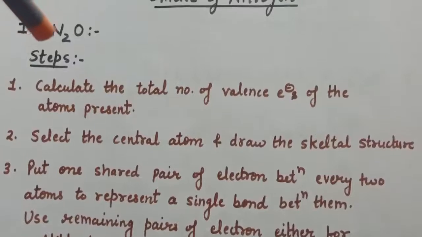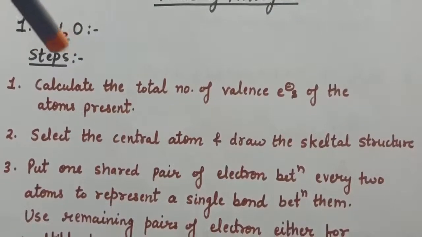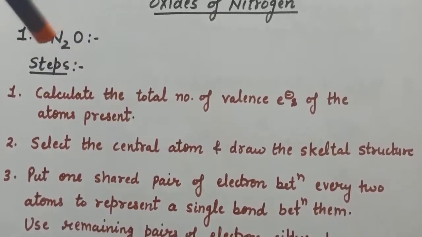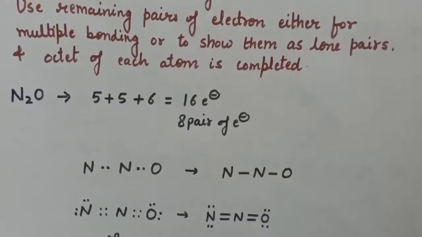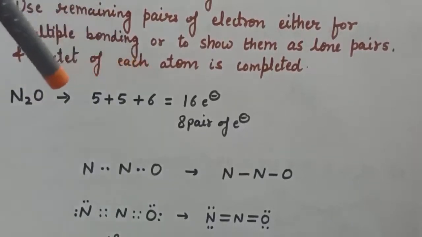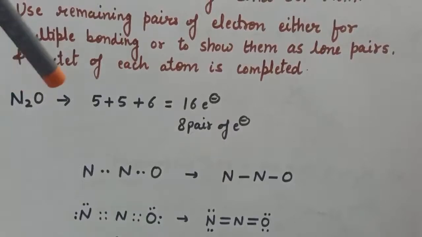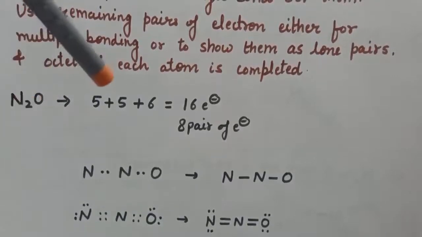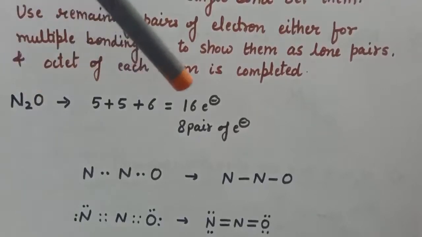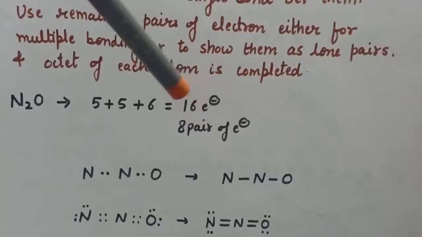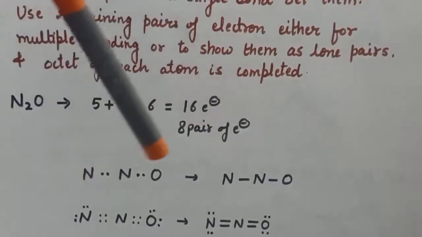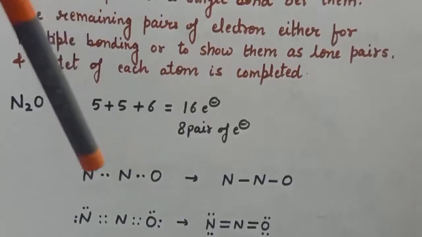Now the first structure is the structure of N2O, that is dinitrogen oxide. First of all we will calculate the total number of valence electrons present in nitrogen and oxygen. Here we have 2 nitrogen, so 5 plus 5, and in oxygen we have 6 valence electrons. So the total number of electrons is 16, which means 8 pairs of electrons. Now this is the skeletal of N2O, that is dinitrogen oxide.